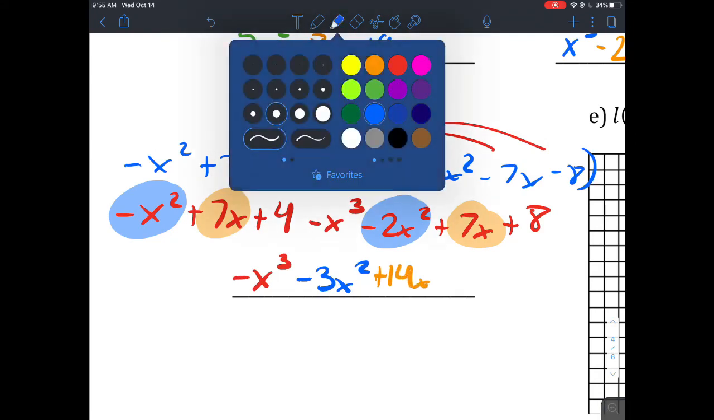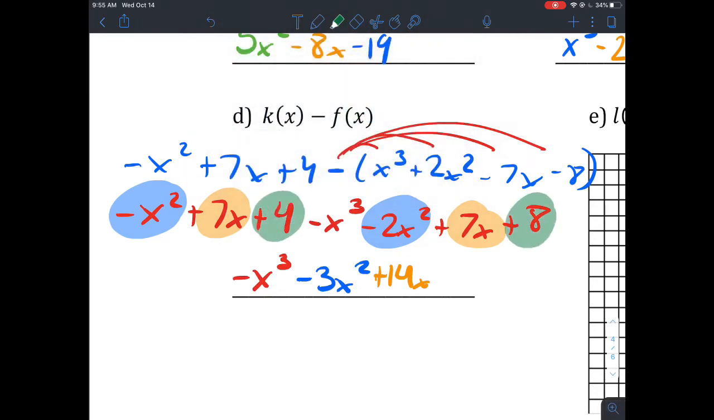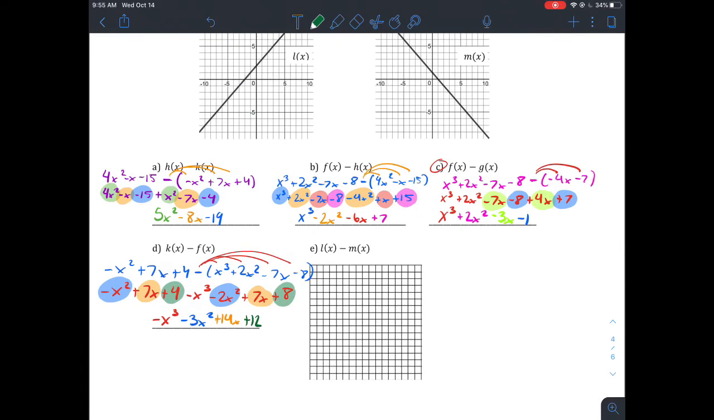And then we've got, oh, we already did red. And we already did blue. We'll do green. Then we got a 4 and an 8, which is going to give us a 12. And that would be your answer there.